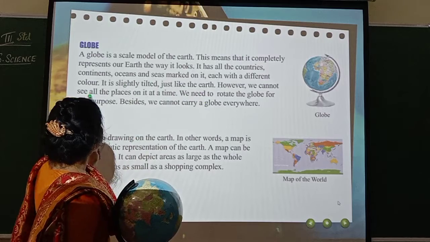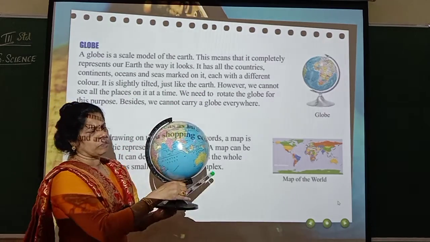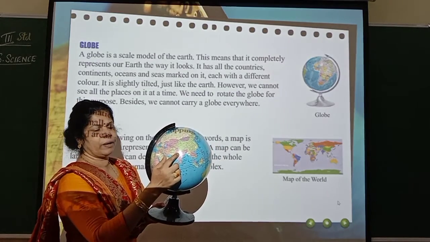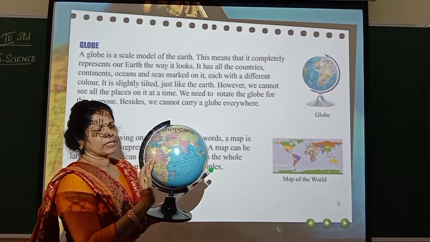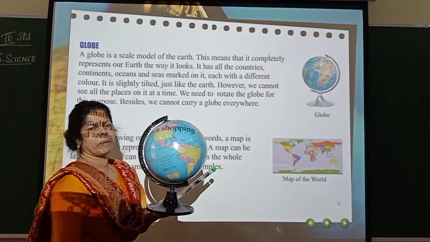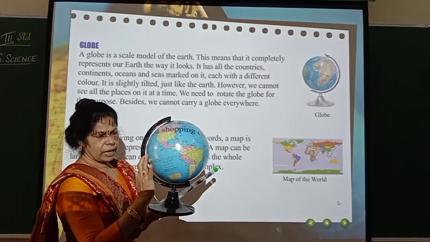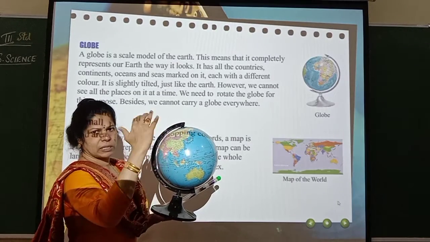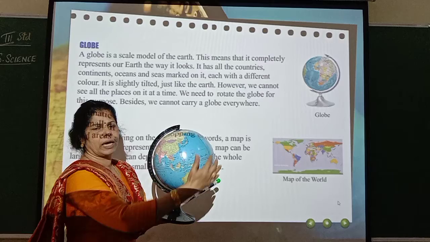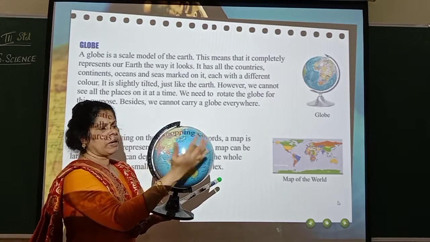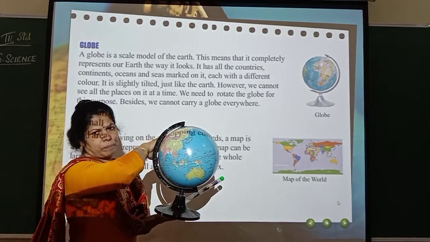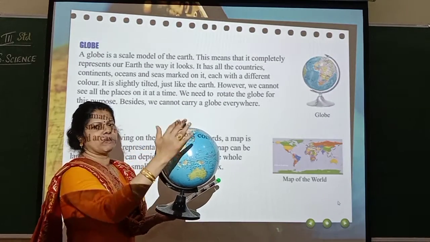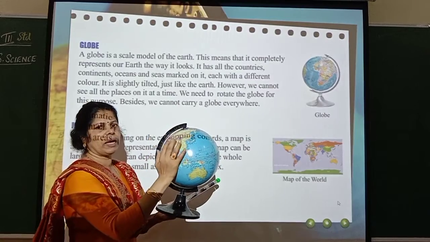So, however, we cannot see all the places on it at a time. Can you see all the places? Now, you see, this is India. So, you are able to see. Now, for example, if I turn like this, what happened? Are you able to see India? No. So, like this, the rotation of the earth also will be taking place. Whenever it is coming towards the sun, you are able to see that. It will be daytime and backside will be night time. So, all the places which are opposite to this will be night, and this, because it is facing the sun, will be daytime.